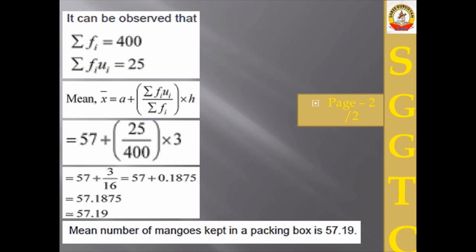Yes students, we have done our sums. So finally I write: the mean number of mangoes kept in a packing box is 57.19. It means, students, per bag 57.19, so roughly 57 mangoes are present in this bag.